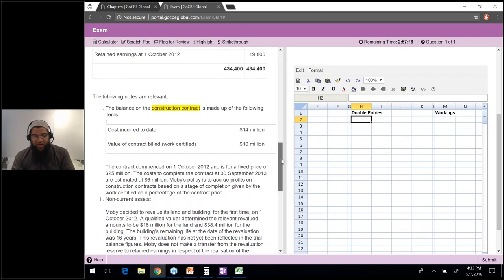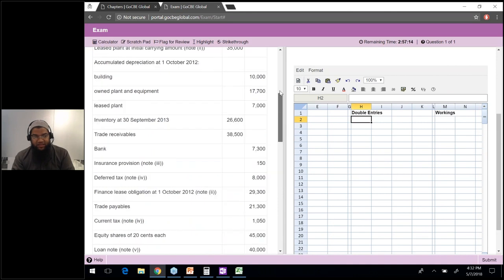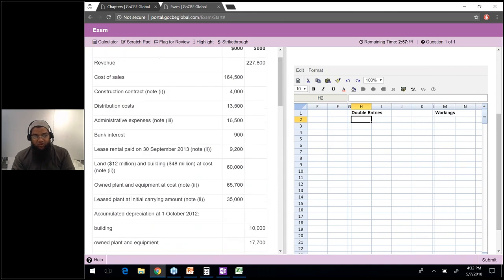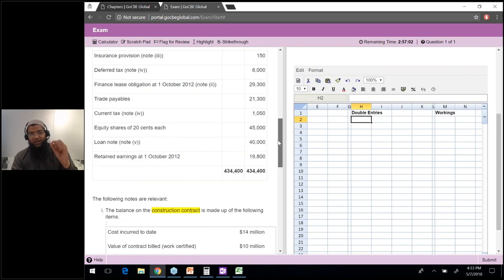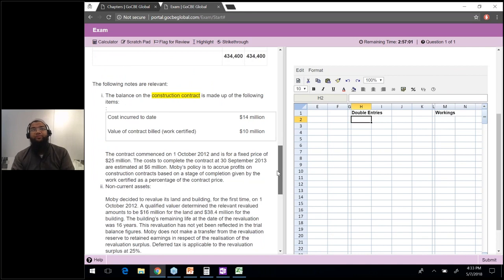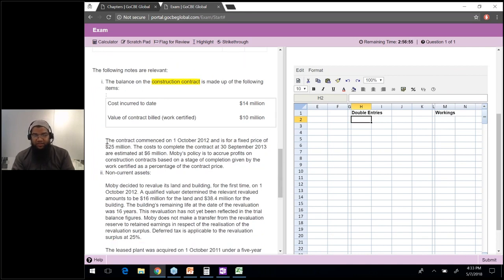So if I go in the trial balance and if I see there's a construction contract note number 1 of $4,000, this means that we have incurred a cost of 14 and we have received the cash from the customer of 10. The net balance is 4, which is shown in the trial balance.